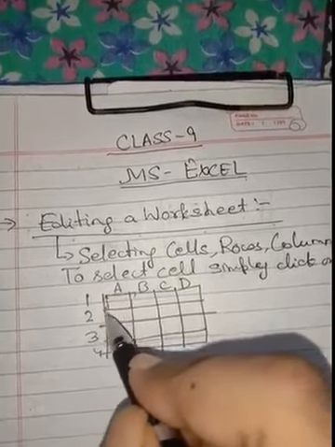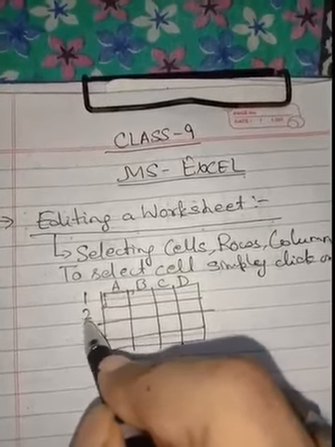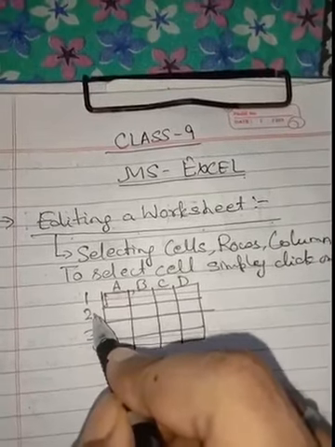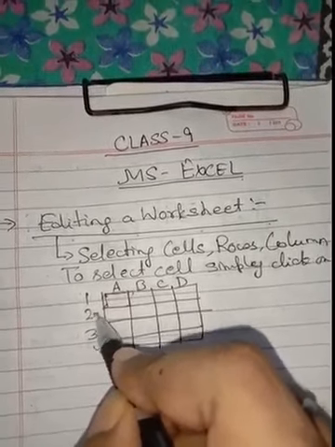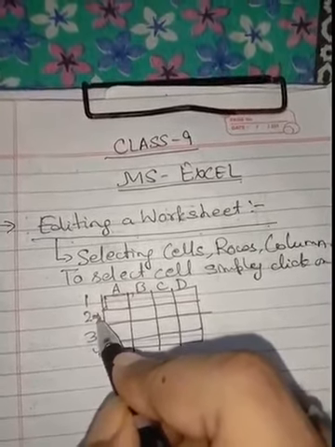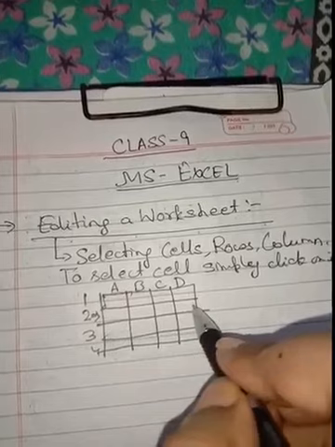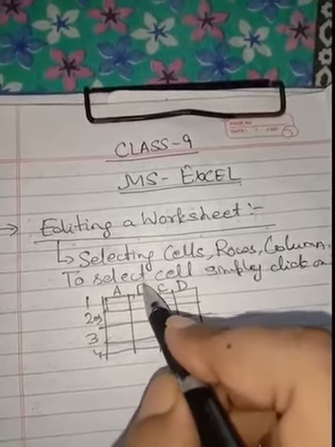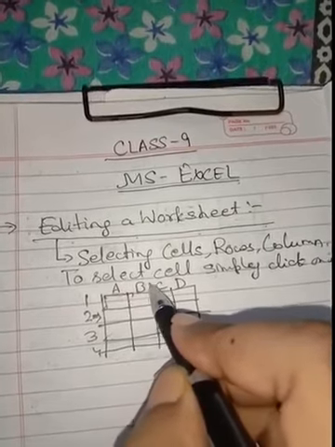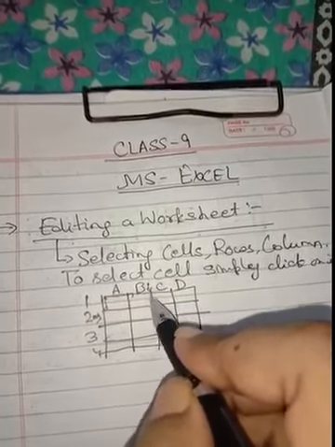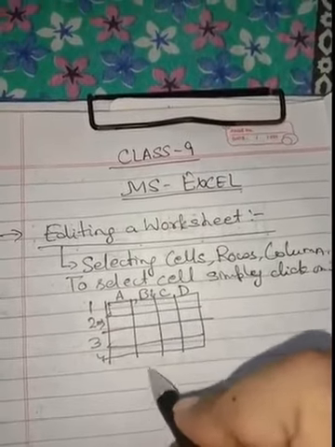In order to select a row, suppose you want to select the entire row, bring the cursor over here. As soon as you bring the cursor over here, the cursor will get changed into the form of an arrow, and now left click on this row, the entire row will be selected. In the similar way, if you want to select the column, bring the cursor over here, the cursor will get converted into the form of an arrow. Now left click over here, the entire column will get selected.